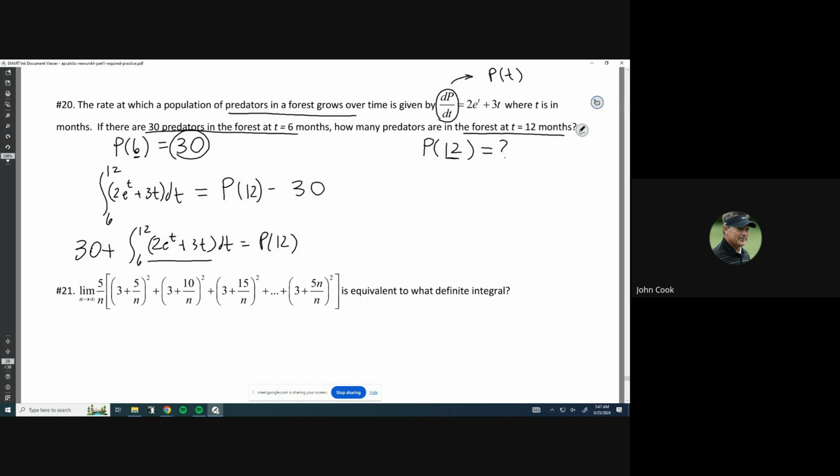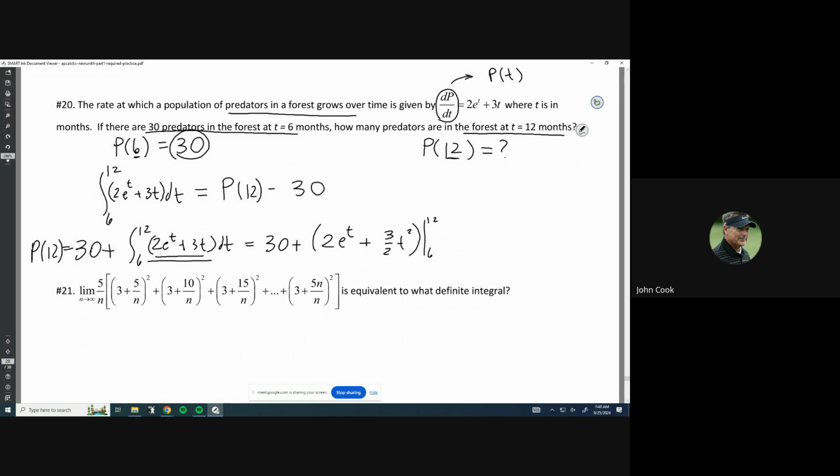So let's do that. Let me move this part over here, so we can keep moving forward with it. All right, so we get 30 plus, and then we're going to take the antiderivative of dP/dt. The antiderivative of 2e^t is still 2e^t. The antiderivative of 3t would be 3/2 t squared. And remember, since this is a definite integral, we don't need the plus C part, the plus constant part. So we're just going to apply the fundamental theorem of calculus here for 6 and 12.